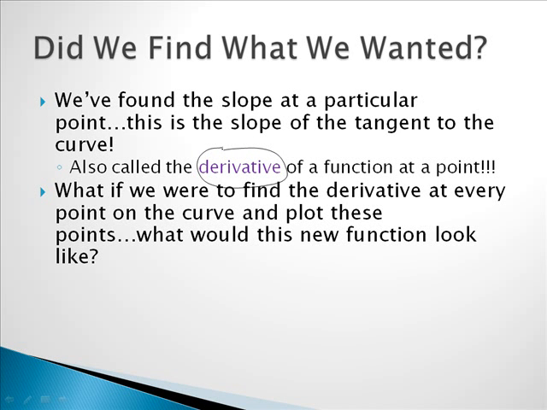So now that we know how to find the slope of a tangent line numerically and graphically, let's actually extend this concept and think a little bit more about how we would find the derivative, so the slope of the tangent, at every single point on the curve. What would happen if we did that? What would happen if we plotted it? What would that new function look like? In other words, how does the function describing the slope of a graph relate to the original graph itself?